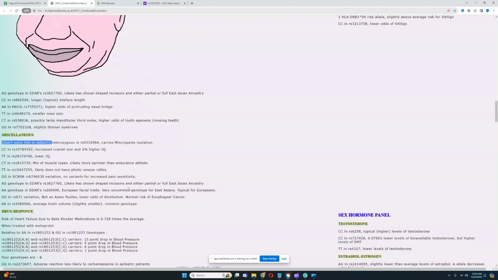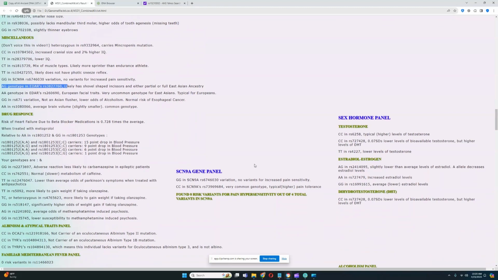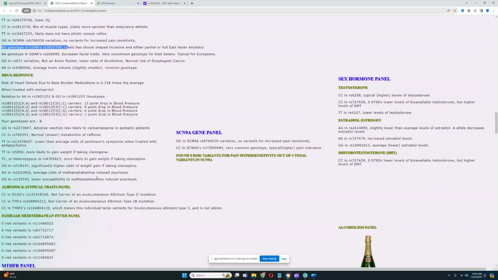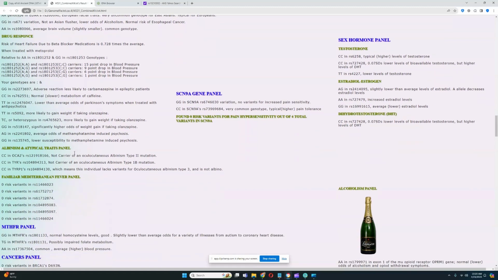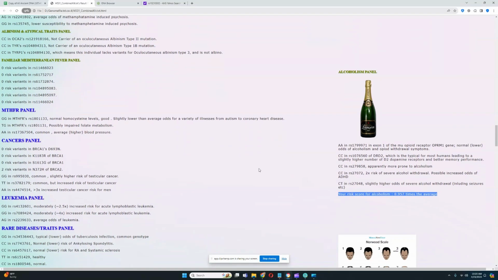Okay. What's interesting about the sample is that he has a heterozygous genotype in EDAR here, but for this variation, he's got the typical European genotype. So he's only carrying the East Asian allele in one variation, not the other. Okay. Is there anything else I want to talk about here? Alcoholism panel. He's got slightly below average odds of alcoholism.